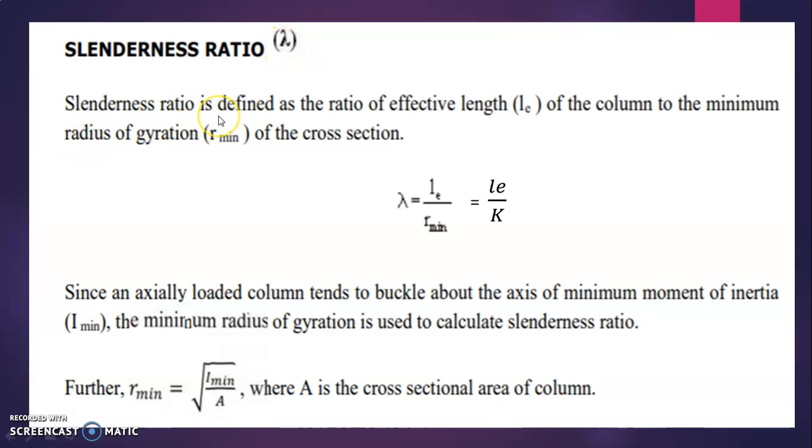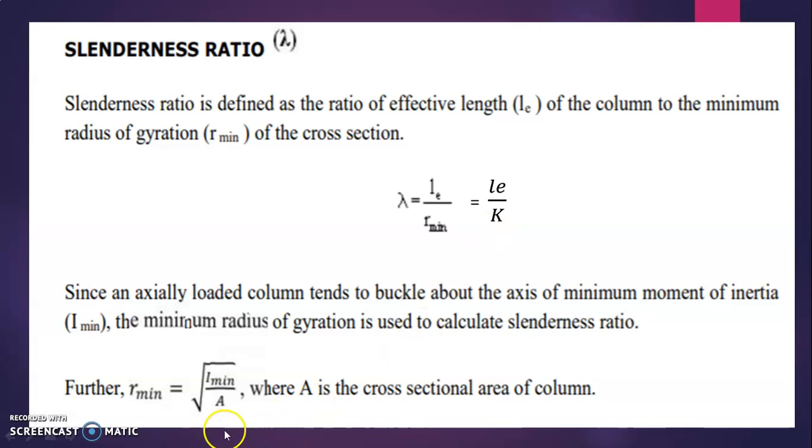It is the ratio of the effective length of the column to the minimum radius of gyration of the cross section, that is lambda is equal to L effective divided by R minimum, or it can also be represented by LE divided by K. Okay, this R minimum or K is called the radius of gyration.